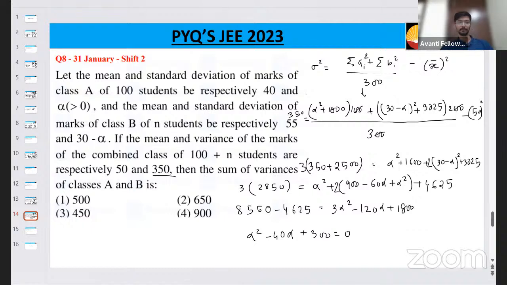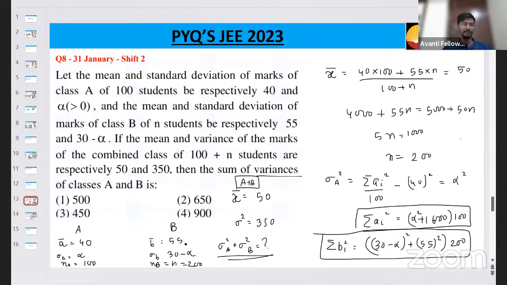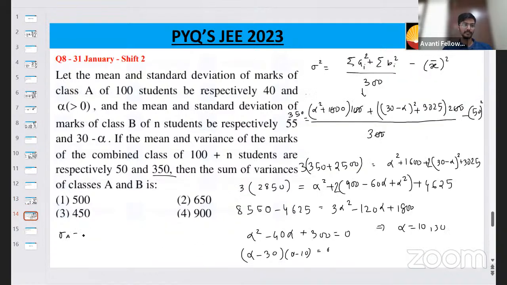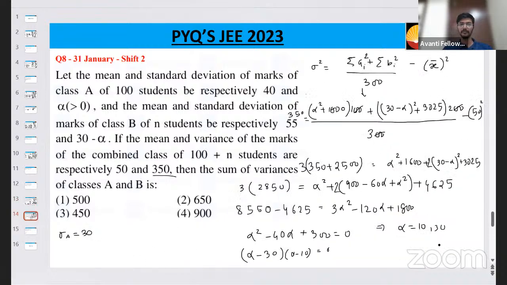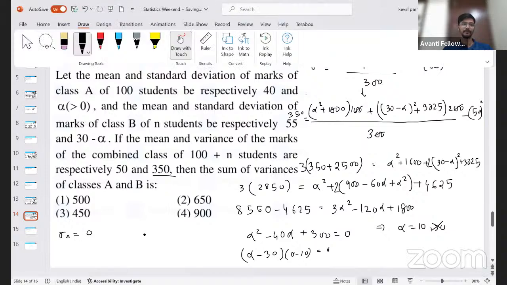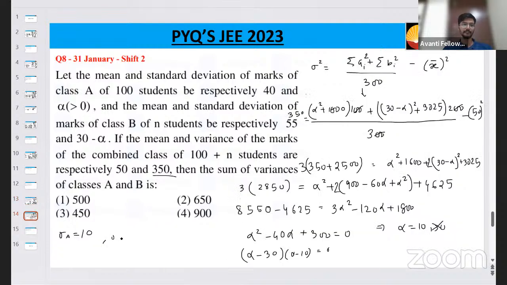300. So 30 and 10 are simple. So alpha minus 30 into alpha minus 10 is equals to 0. So we got alpha is equals to 10 or 30. So that means sigma A is alpha. Sigma A is 30, sigma B is 30 minus 30. So we cannot take 30. So sigma A will be 10. Sigma B will be 30 minus 10, which is 20.